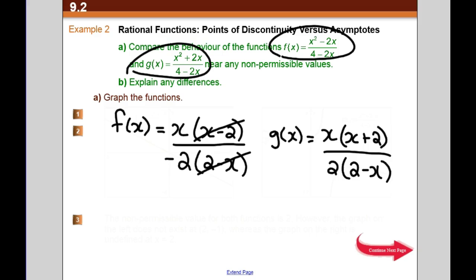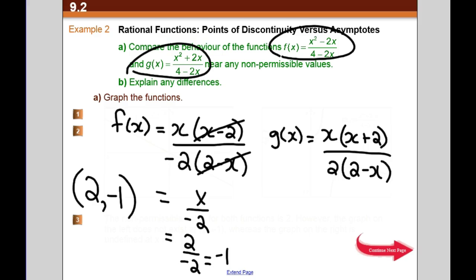Okay, so in this one, we're going to have a point of discontinuity at what? 2, because that would make the bottom 0. And then if we take this value of 2 and plug it back into what we're left with, and hold on, what we're left with is only an x over x minus 2. So if we took the 2 and put it in here, we would have 2 over minus 2, which is just minus 1. So our point of discontinuity is going to be 2 comma minus 1.